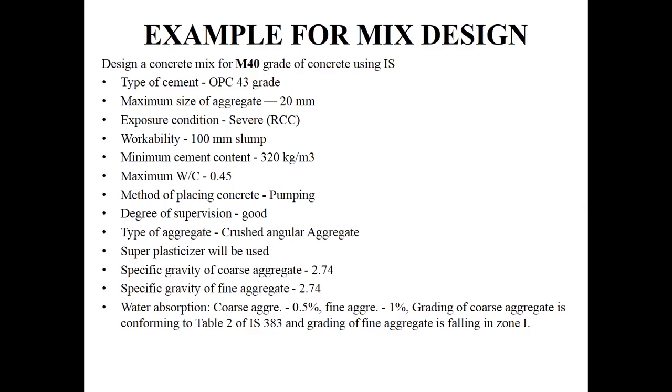The specific gravity of the coarse aggregate is taken as 2.74, and the specific gravity of fine aggregate is also 2.74. You know the specific gravity of cement, right? The specific gravity of cement is often taken as 3.15. Since it is OPC cement, it is 3.15. Next, the water absorption capacity for the coarse aggregate is 0.5 percent, and for fine aggregate is 1 percent. Next, grading of coarse aggregate. This is also important. Grading of fine aggregate, here they have chosen as zone 1.